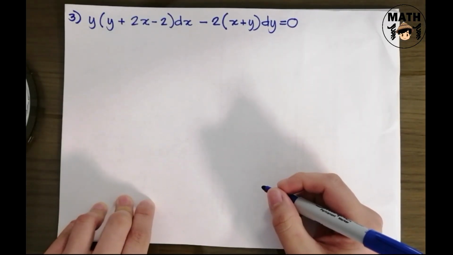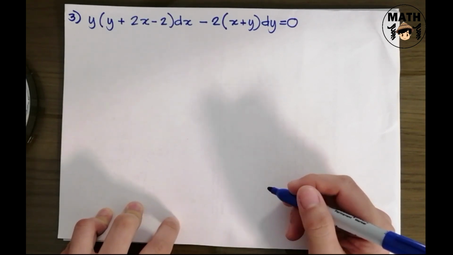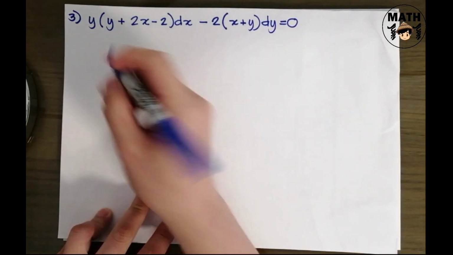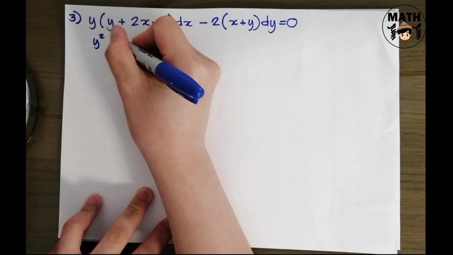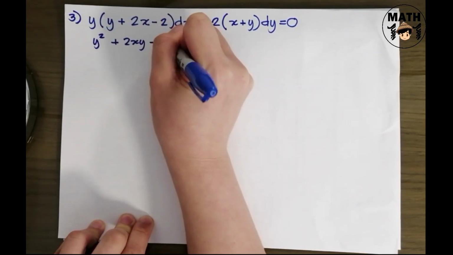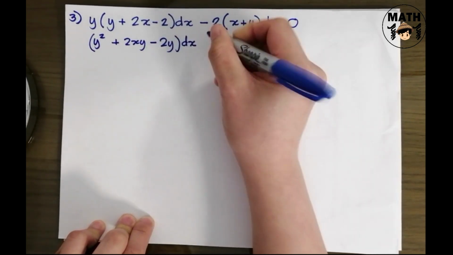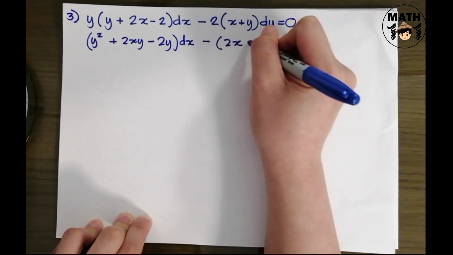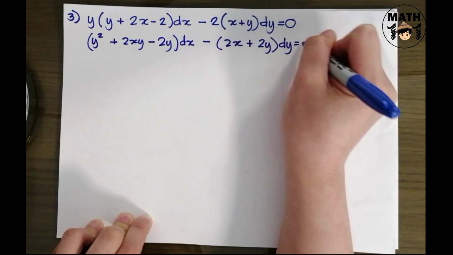Problem number 3. Y times quantity y plus 2x minus 2 dx minus 2 times quantity x plus y dy equals 0. Distribute natin. Y squared plus 2xy minus 2y dx minus 2x plus 2y dy equals 0.